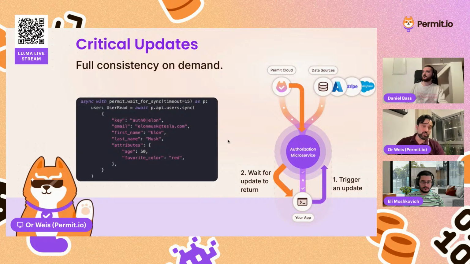And this is as simple as calling a function. So now we have a feature called wait for sync. You basically call it to create a promise. Here we're seeing a code example in Python, but this is also available in our other SDKs, and we're adding more SDKs as needed. And this is available for multiple functions that we have. So syncing a user, creating a user, assigning a role, etc.